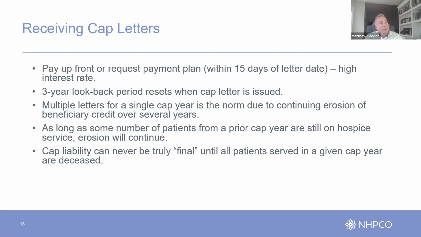So if you're in cap trouble, the norm is for you to get multiple letters over the 3-year look-back period, typically about once per year. The timing, however, is unpredictable. I mean, you might get it in April one year, June another year. You just don't know when they're going to send it. Unfortunately, you have to respond very quickly. They only give you 15 days to either request a payment plan or pay what you owe. So it's a stressful time when that happens for sure, and you've got to act quickly.